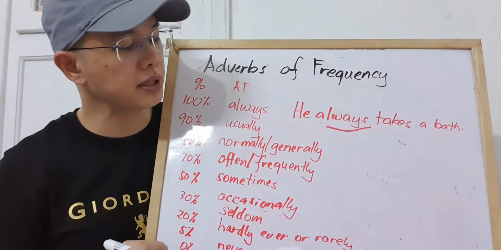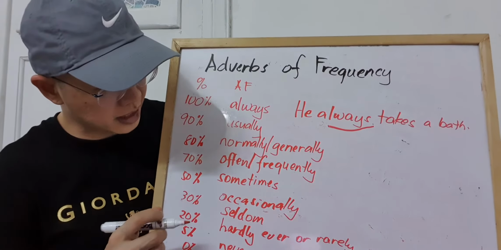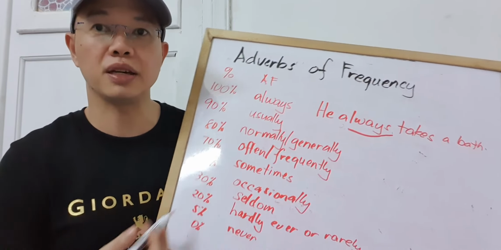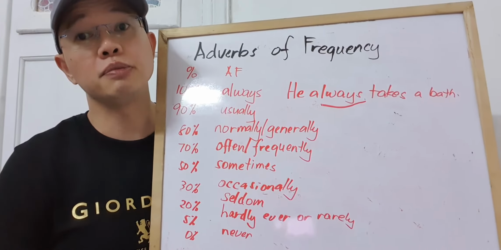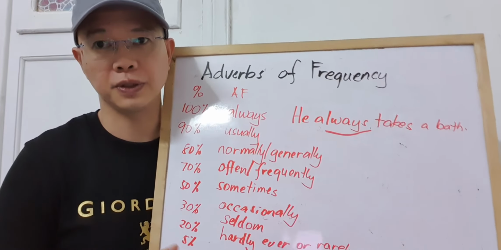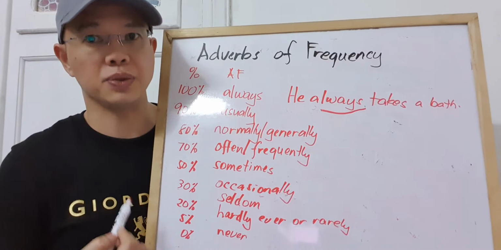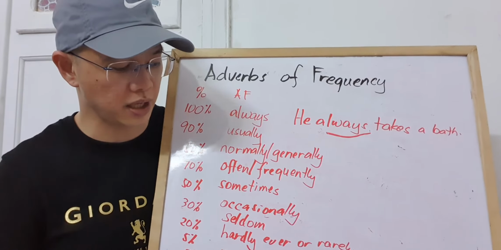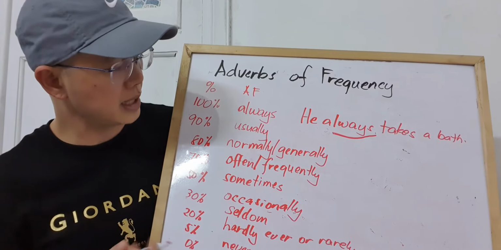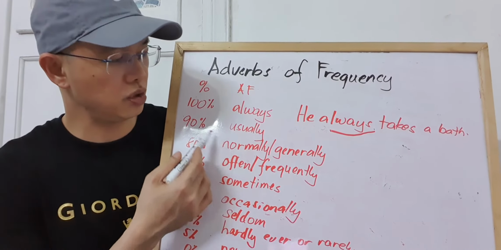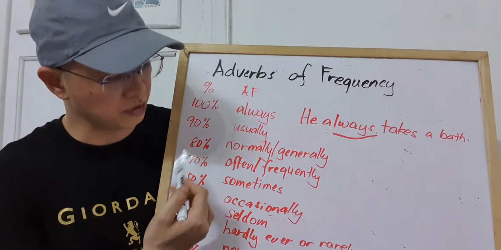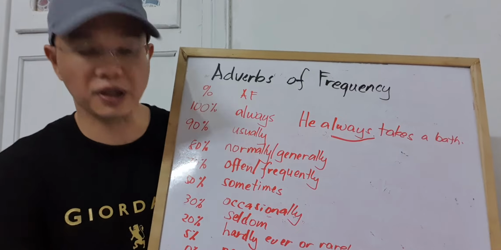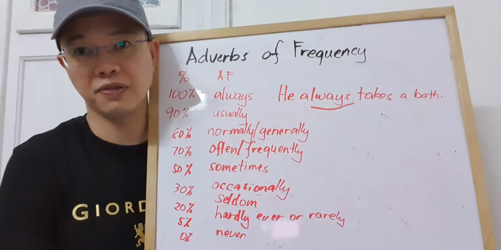For some grammarians, they separate normally and generally, or they separate often and frequently. That's okay. You can just estimate the percentages. But in most books that I have, usually the order is this one, with the percentages they put. The most important thing is actually a few words in here: always, of course, usually, often or frequently, sometimes, seldom, never. These are the most important adverbs of frequency.